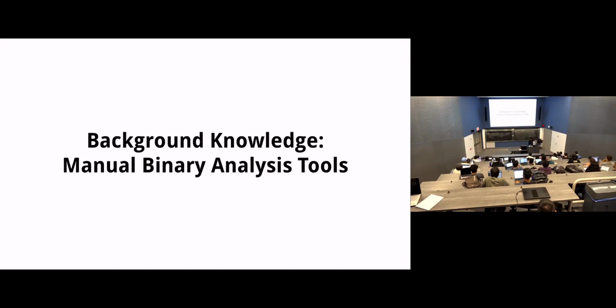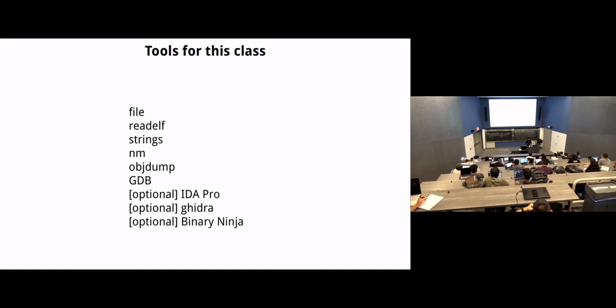Another background you guys need is to manually do a lot of binary analysis. So I've been showing you a lot of tools. You need to get familiar with those tools throughout the semester. Those are the tools we are going to use. File tells you what file this is. Readelf helps you see the headers of an ELF file. Strings just shows you the human readable strings in any file. NM shows you the symbols in a file. We use objdump a lot to get the disassembly, GDB a lot to do debugging.